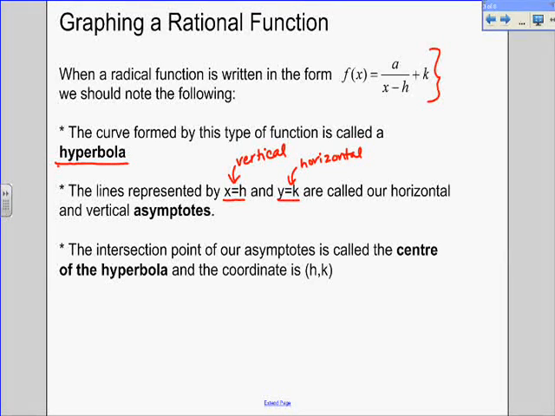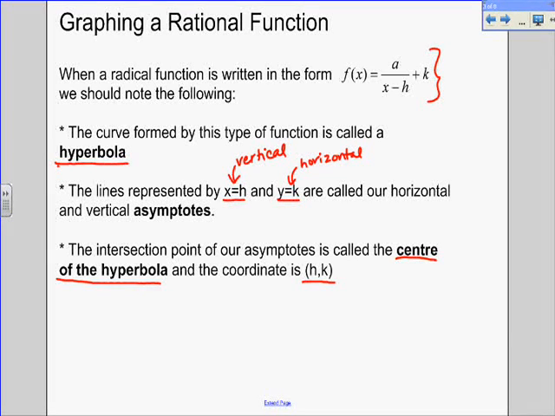And an asymptote is basically a line on your graph, or it's not really on your graph, I guess we could say it's an invisible line that our curve is approaching but will never actually touch. So an asymptote is something that shows up for this specific type of function, but you'll also see it later on if you continue to study mathematics. And the intersection point of our two asymptotes, so the vertical and the horizontal, is called the center of the hyperbola. So the center of our hyperbola has coordinates h comma k, so h and k.